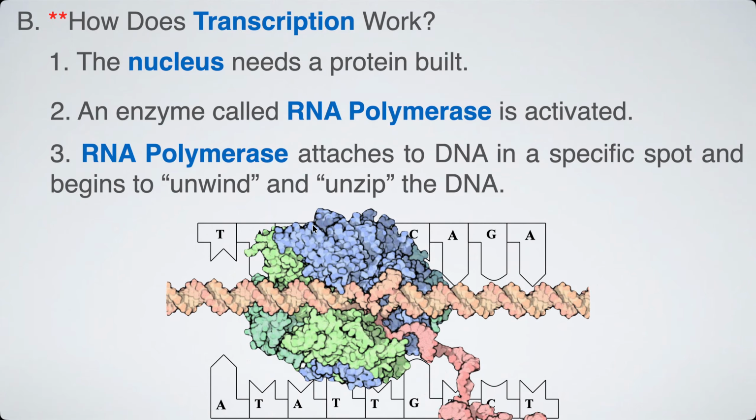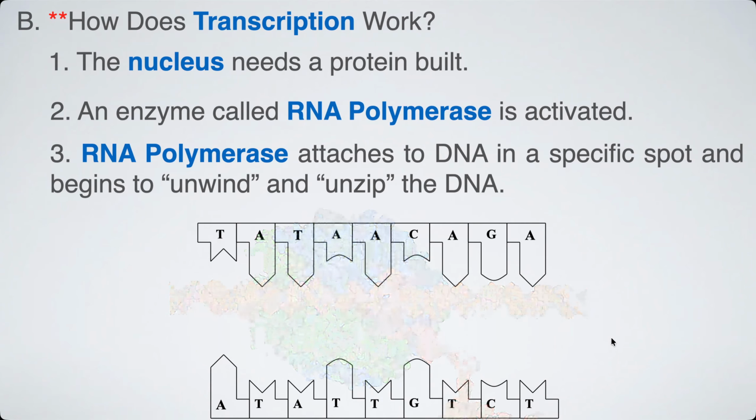And then this bluish, teal, green thing, this is RNA polymerase. This orangey pink thing, this is our strand of DNA. And then this reddish pink stuff here, that is the RNA secret message, right? The messenger RNA that's being made.